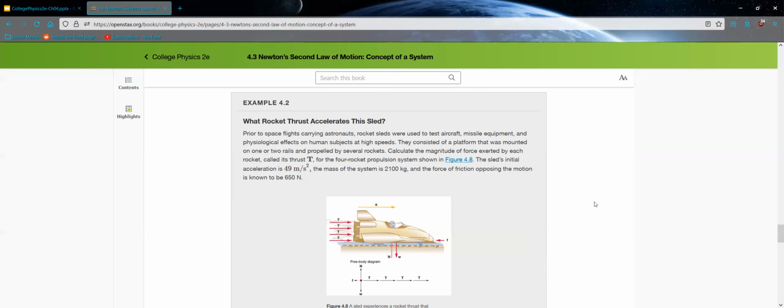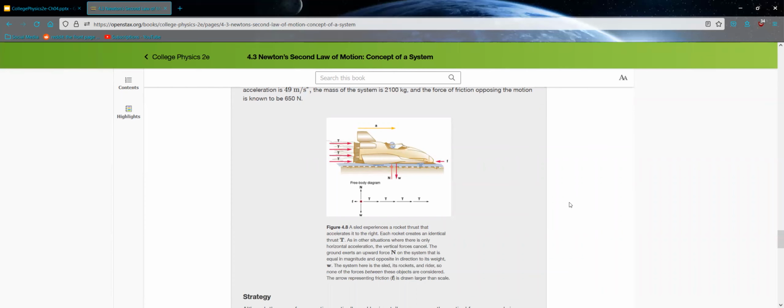Calculate the magnitude of force exerted by each rocket, called its thrust, capital T, for a 4-rocket propulsion system as shown in the picture. The sled's initial acceleration is 49 meters per second squared. The mass of the system is 2,100 kilograms, and the force of friction opposing the motion is known to be 650 newtons. Cool. So what's going on with this entire conversation?